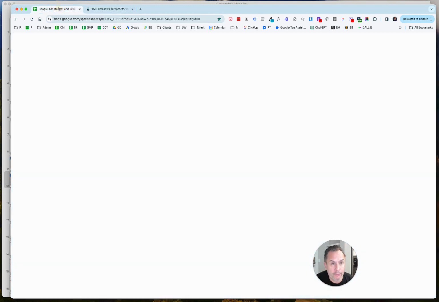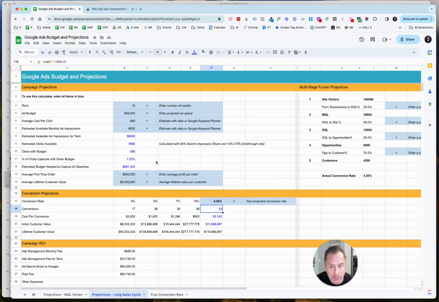Once we have the lifetime value numbers, then we can do things like this. This is the Google Ads budget and projection spreadsheet. I'm not going to get into the details. I'll do a whole separate video on this at some point. But we're able to look at the advertising term, projected ad budget, estimated average cost per click, and a complete detailed breakdown of number of clicks available in the marketplace.